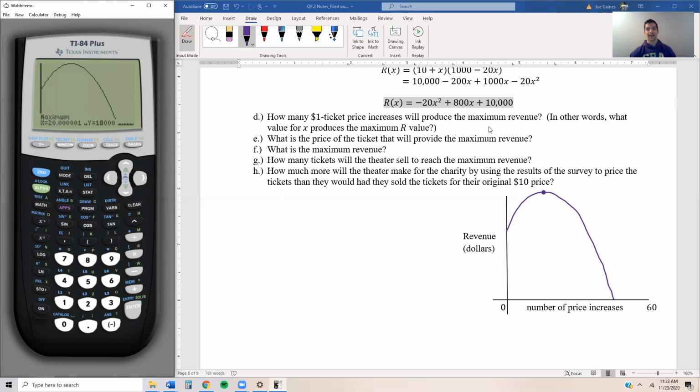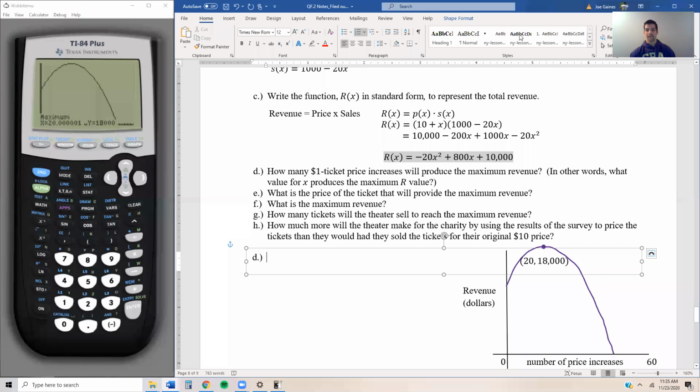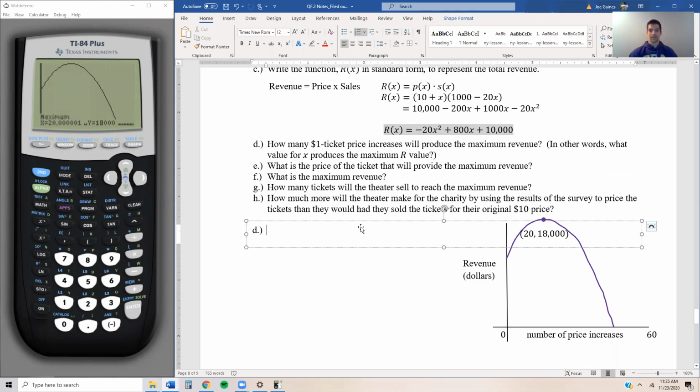So I want to make sure that I label this point as part of my work. So there I have my point 20, 18,000. I'm ready to answer the question. The question said, how many $1 ticket price increases should there be? That again is the X coordinate. So to maximize revenue, there should be 20 price increases. And 20 price increases would be sufficient.